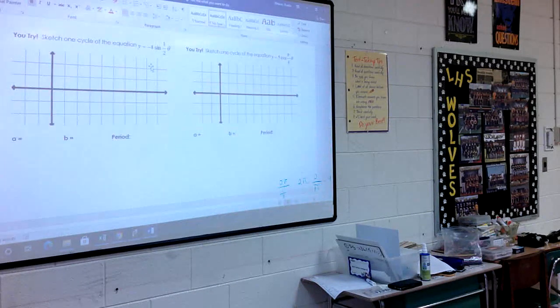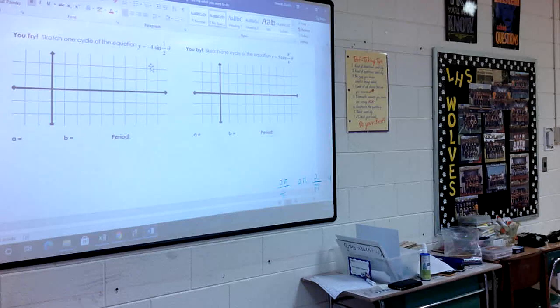Example numbers 3 and 4, you can try these. So you want to say, what is A in the problem? What is B? Find the period. Remember, the period is 2 pi divided by B. If B is a fraction, like it is in these two problems, you're just going to flip the fraction and multiply to find the period.